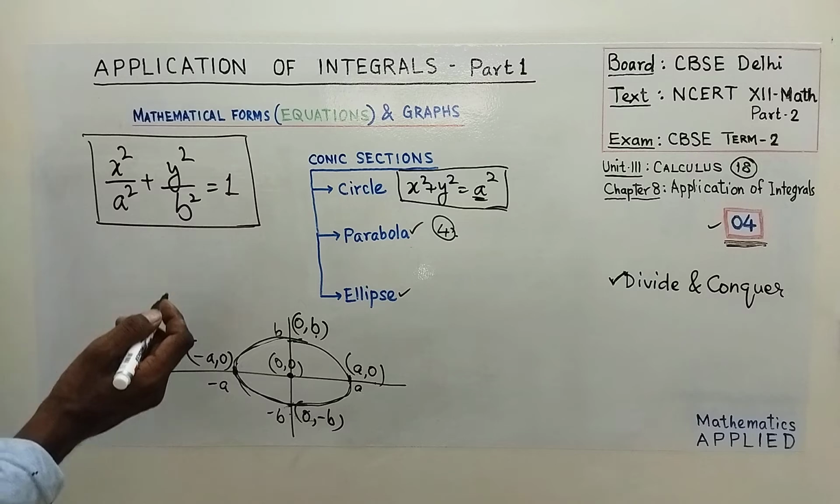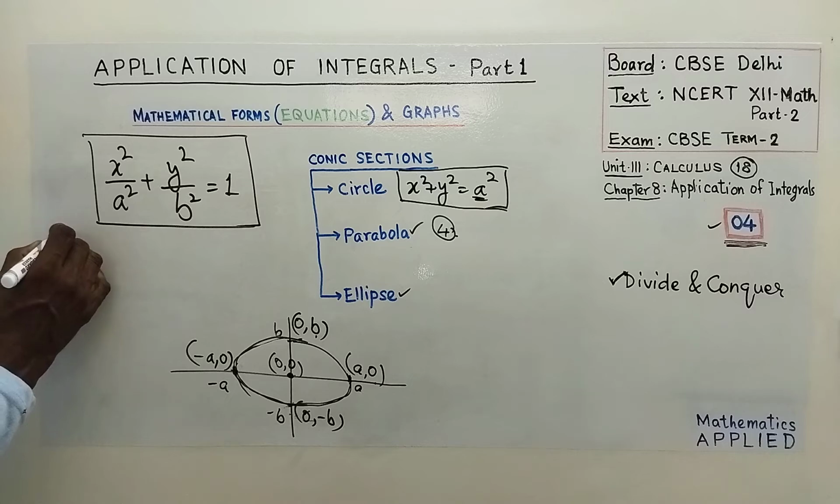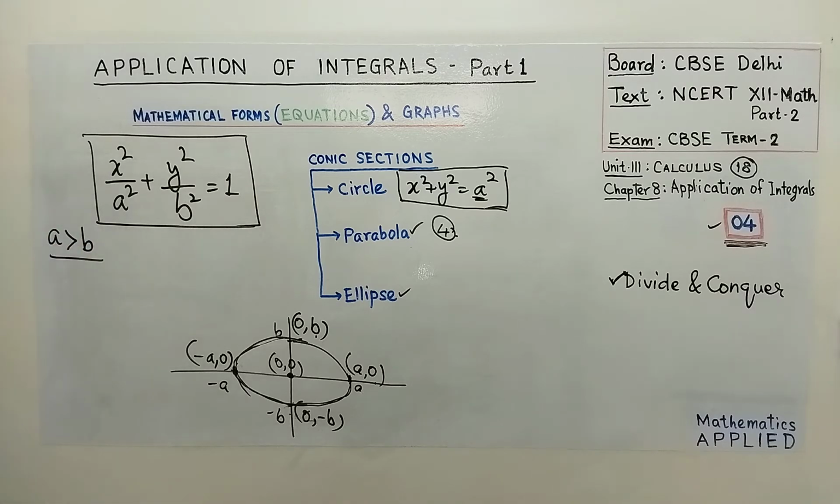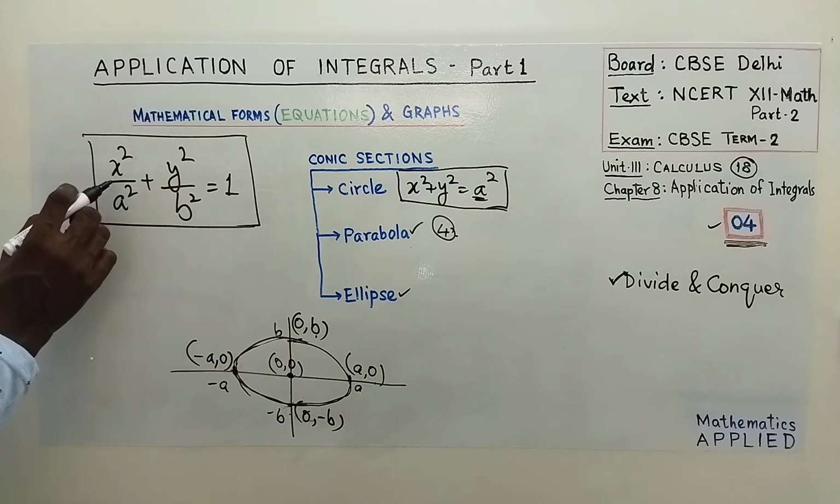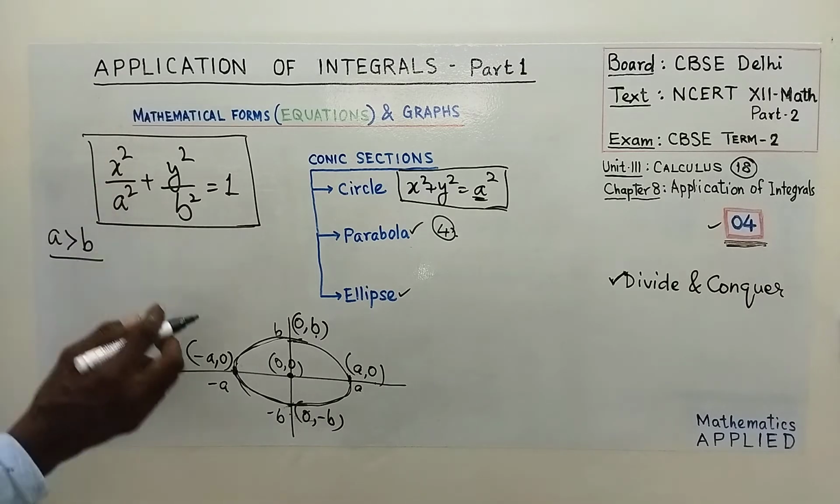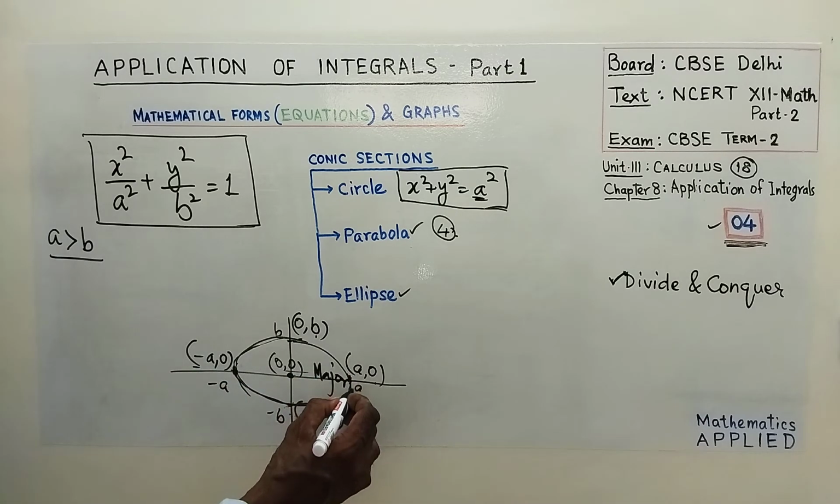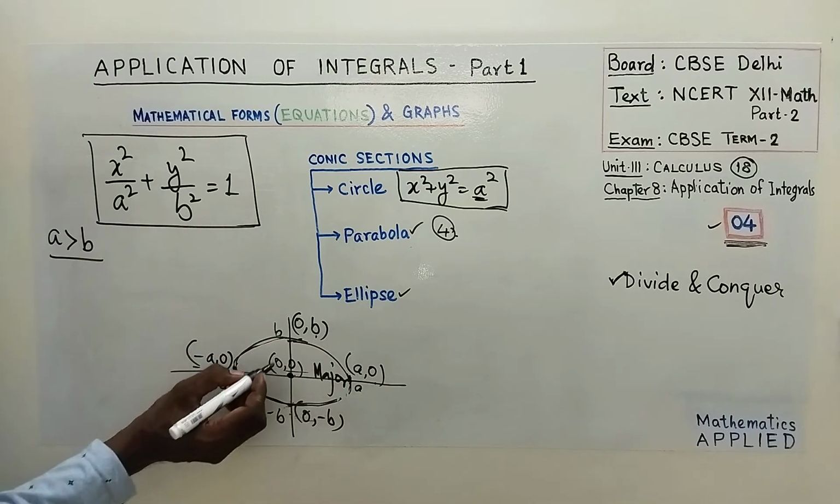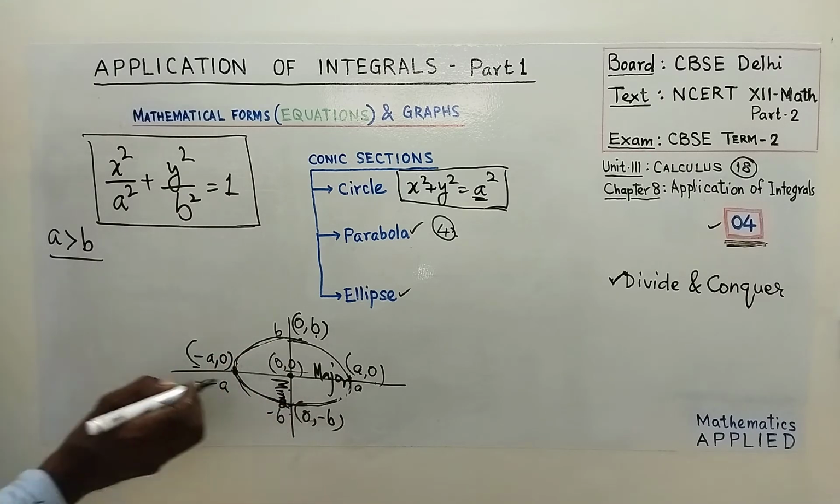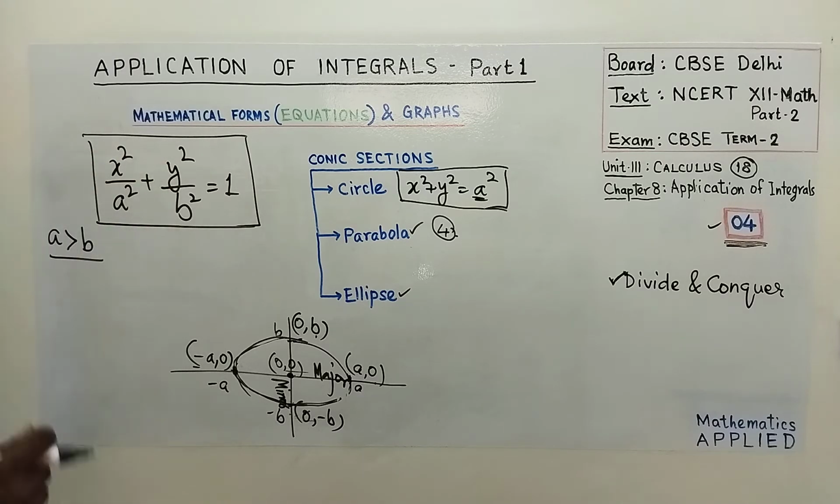Here a is greater than b. Always for an ellipse, a is going to be greater than b. In this case a is along the x-axis, therefore x is the major axis, and the other one is going to be the minor axis. Wherever b comes, that axis is going to be minor. Now there is one more form of this ellipse.